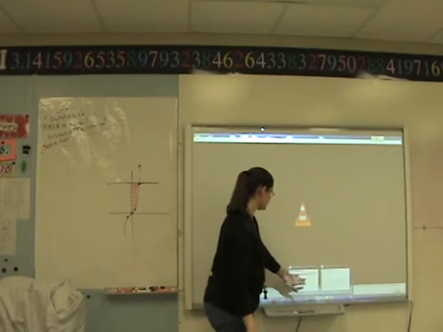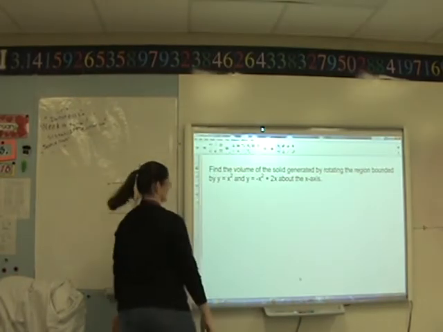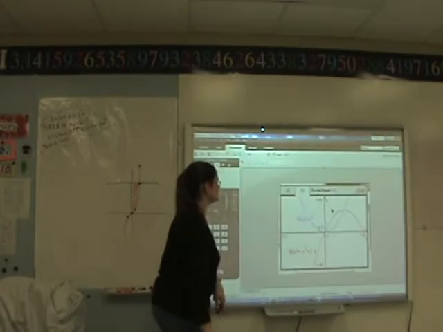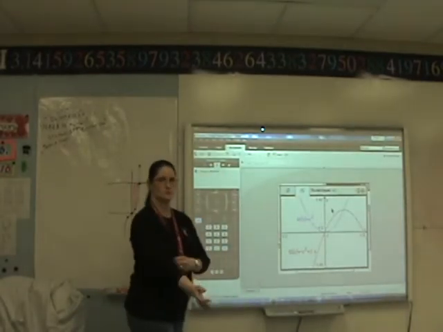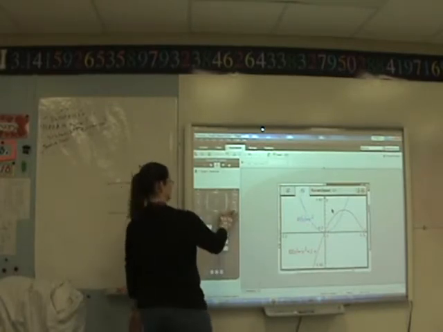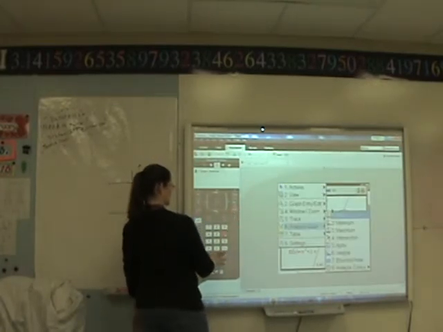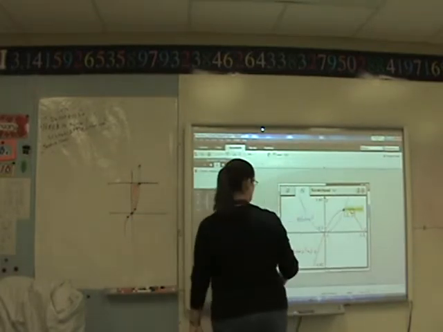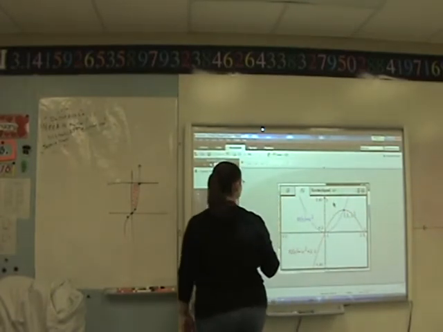But my issue here now is that when I go to slice this up, I'm not going to have circles. I'm going to have a circular shape, but not a circle. Let's go ahead and find the intersection point. 1, 1 is the intersection point.